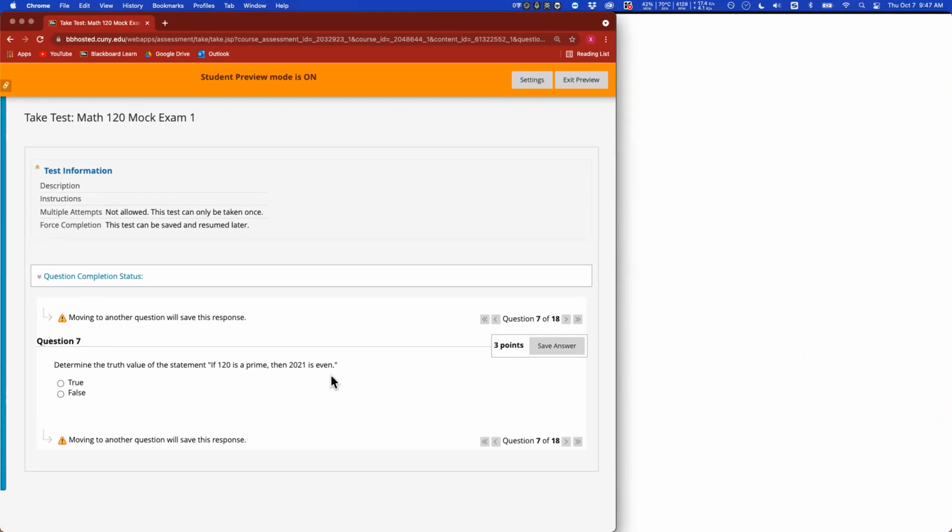Okay, next, again asked to determine the truth value for the statement. If 120 is prime, then 2021 is even. Is the statement true or false?